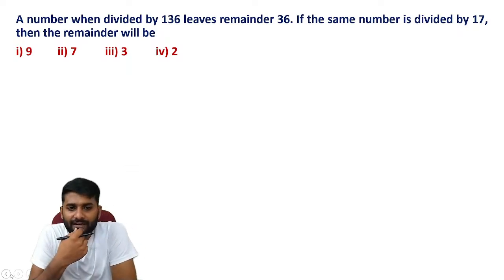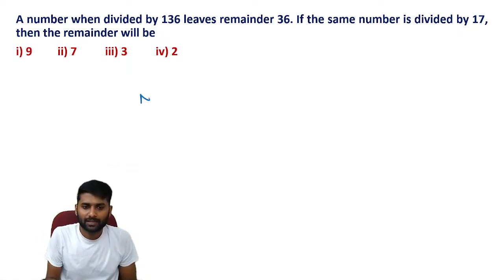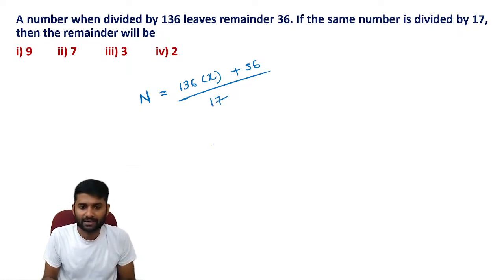Next, a number when divided by 136 leaves remainder 36. If the same number is divided by 17, what is the remainder? Here the number is divided by 136, so the divisor is 136 and the quotient is x. It leaves remainder 36. If the same number is divided by 17, what about the remainder?